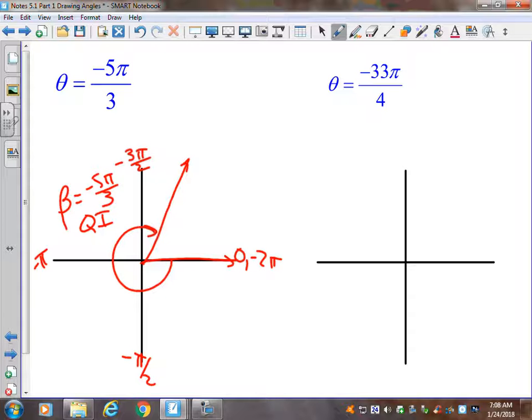Now when you look at your next one, that number's not on the unit circle. So that's a pretty good clue that this beta angle is going to spiral, because for this beta angle to be negative 33 pi over 4, 4 goes into 33 a lot more than 2 times, so it has to be a beta angle that is going to spiral. So we label our axes with our negative numbers.